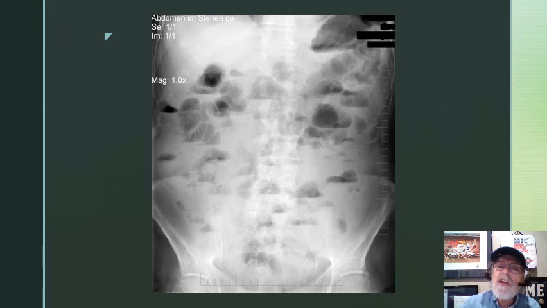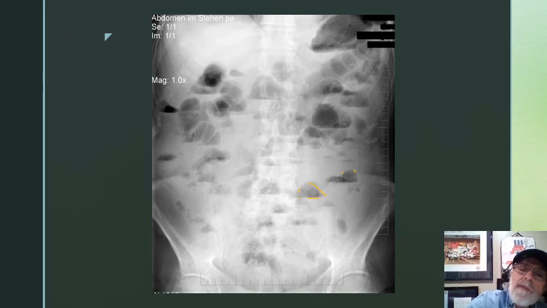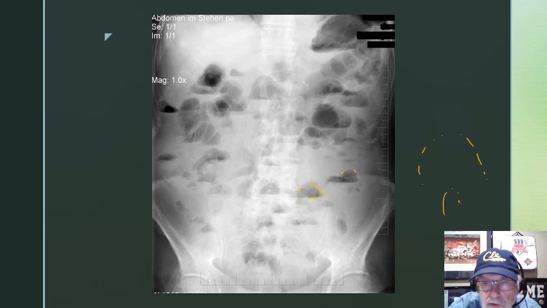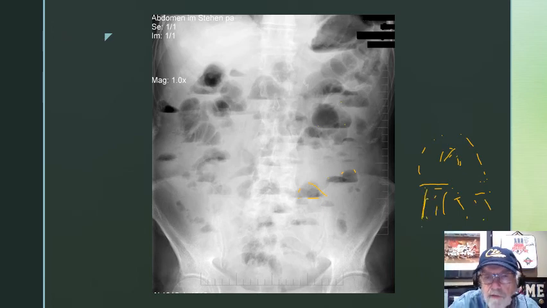Okay, this is another one. This is very characteristic here. See the little air fluid levels? This whole abdomen is filled, and all those little air fluid levels are areas where loops of bowel are. Where the bowel comes up like this, it's going to turn around this way. Fluid fills down here, and air goes up in here.